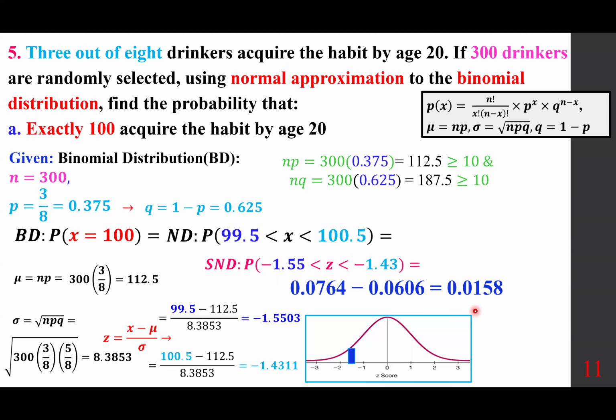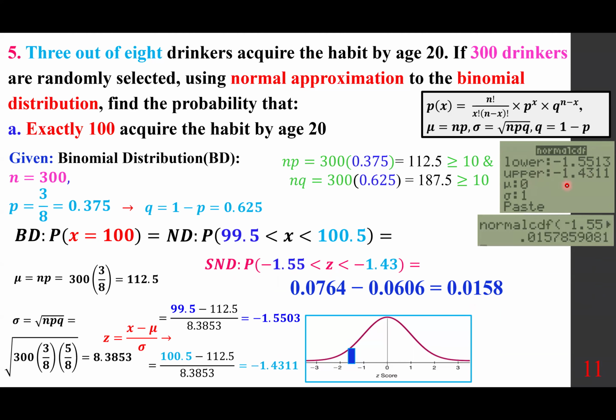If we were to use technology, normal CDF, the lower is this number now, and the upper is this number. So we are using much more decimals, and we get the answer.